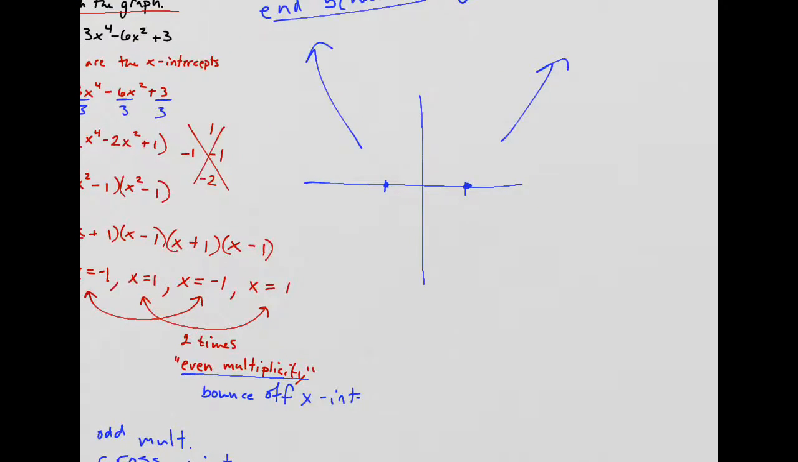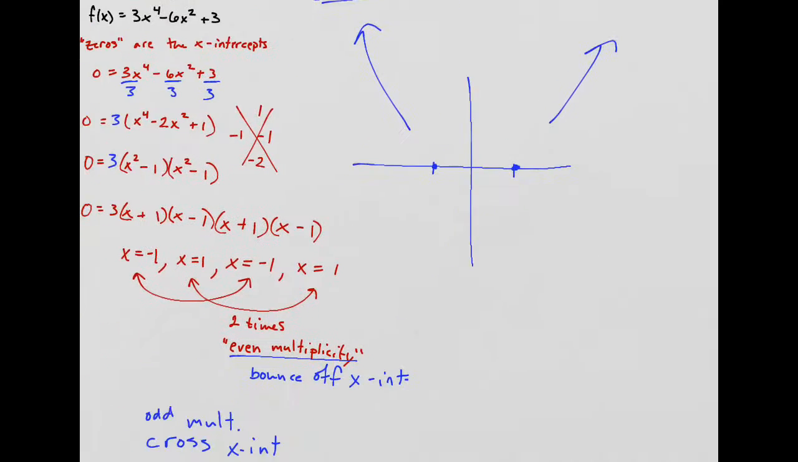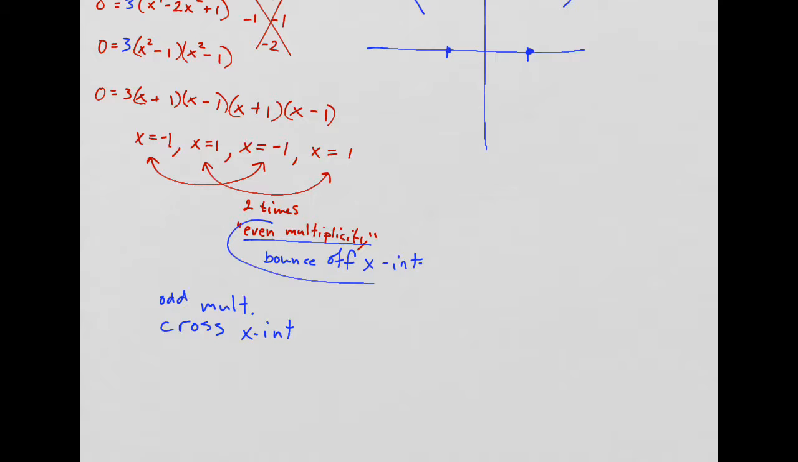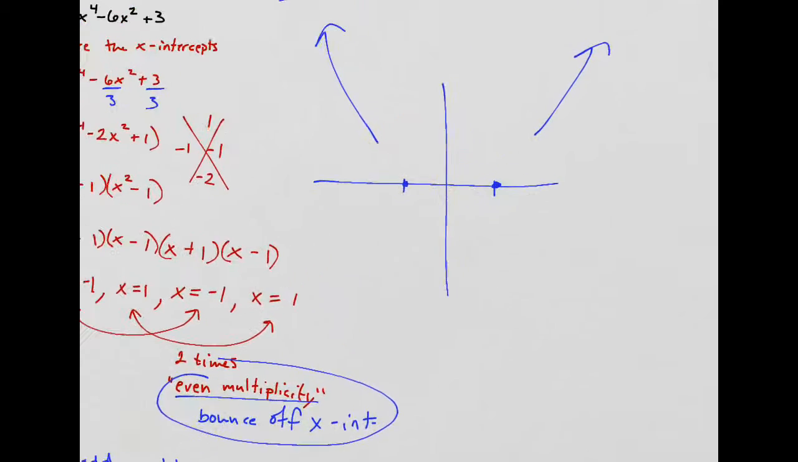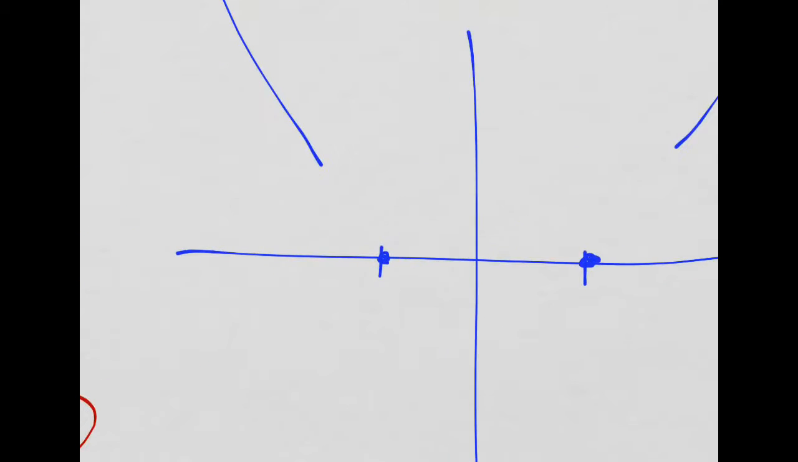Okay, what the heck is he talking about? Well, I already know that the end behavior would look like that. I just don't know what it does in the middle. But since I have even multiplicity, I'm going to bounce off of my x-intercept. So here's my x-intercept, and I'm coming from here, and then I'm going to bounce. If I had an odd multiplicity, I would cross through. But I don't, so I'm going to bounce. And then I have to go to this one next.